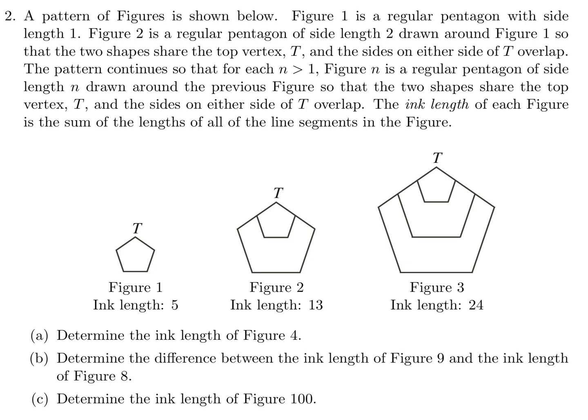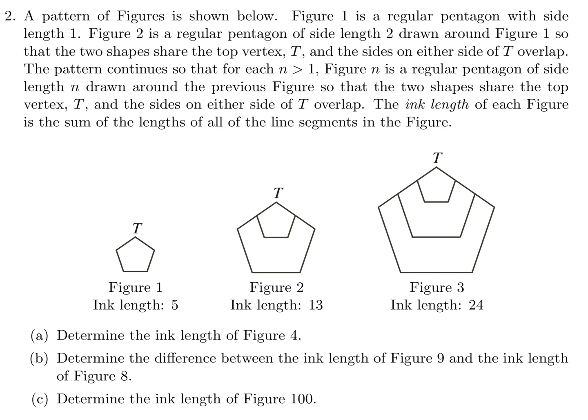A pattern of figures is shown below. Figure 1 is a regular pentagon with side length 1. Figure 2 is a regular pentagon of side length 2, drawn around figure 1 so that the two shapes share the top vertex T and the sides on either side of T overlap. The pattern continues so that for each n greater than 1, figure n is a regular pentagon of side length n drawn around the previous figure so that the two shapes share the top vertex T and the sides on either side of T overlap.